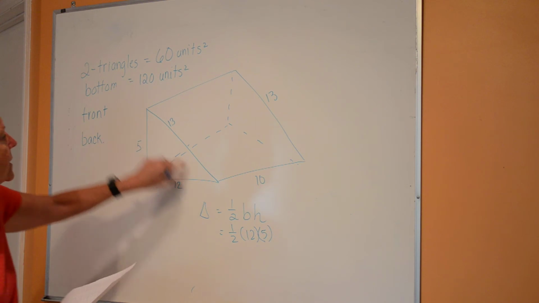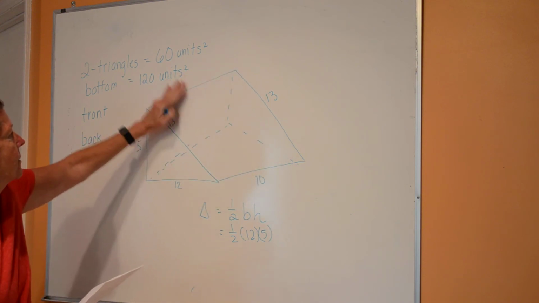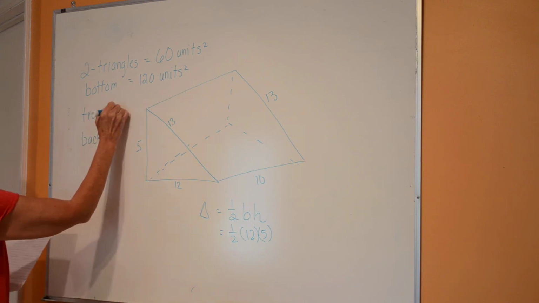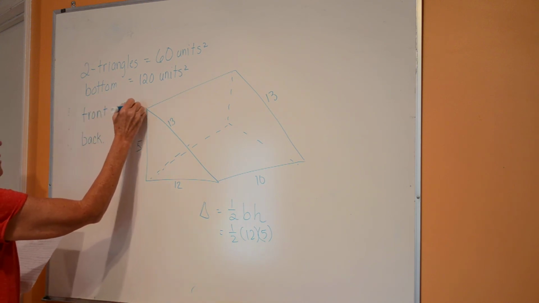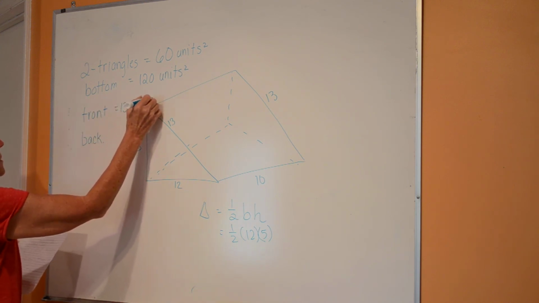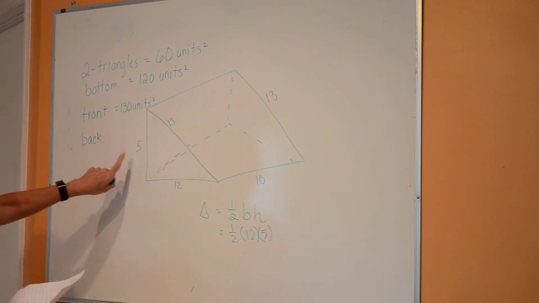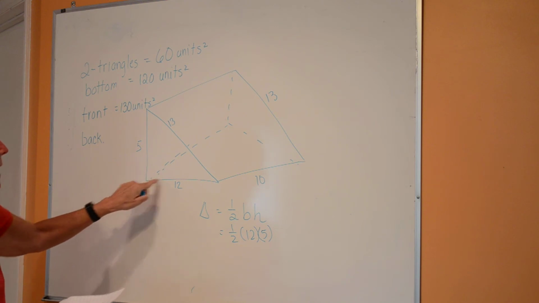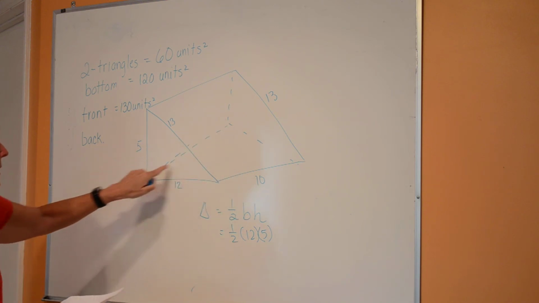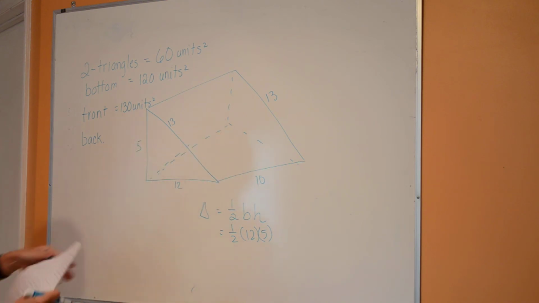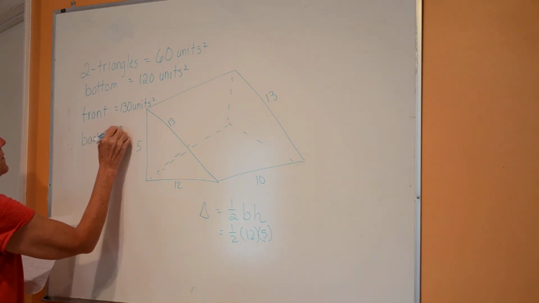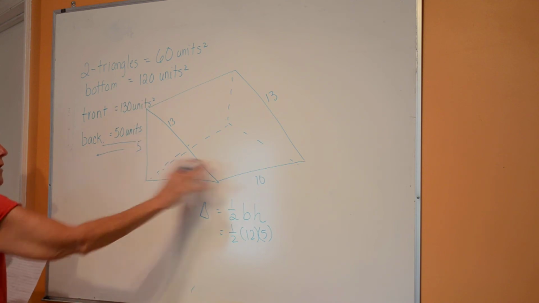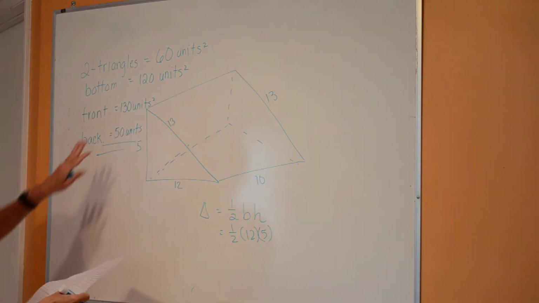Then I have this part right here, the front, this top. It's 10 times 13, or 130 units squared. And then I have the back, and the back is going to be 5, because the height of it is 5, and then this and this are going to be the same, so it's going to be 5 times 10, or 50 units squared. To find the total surface area, I'm going to add all these up.